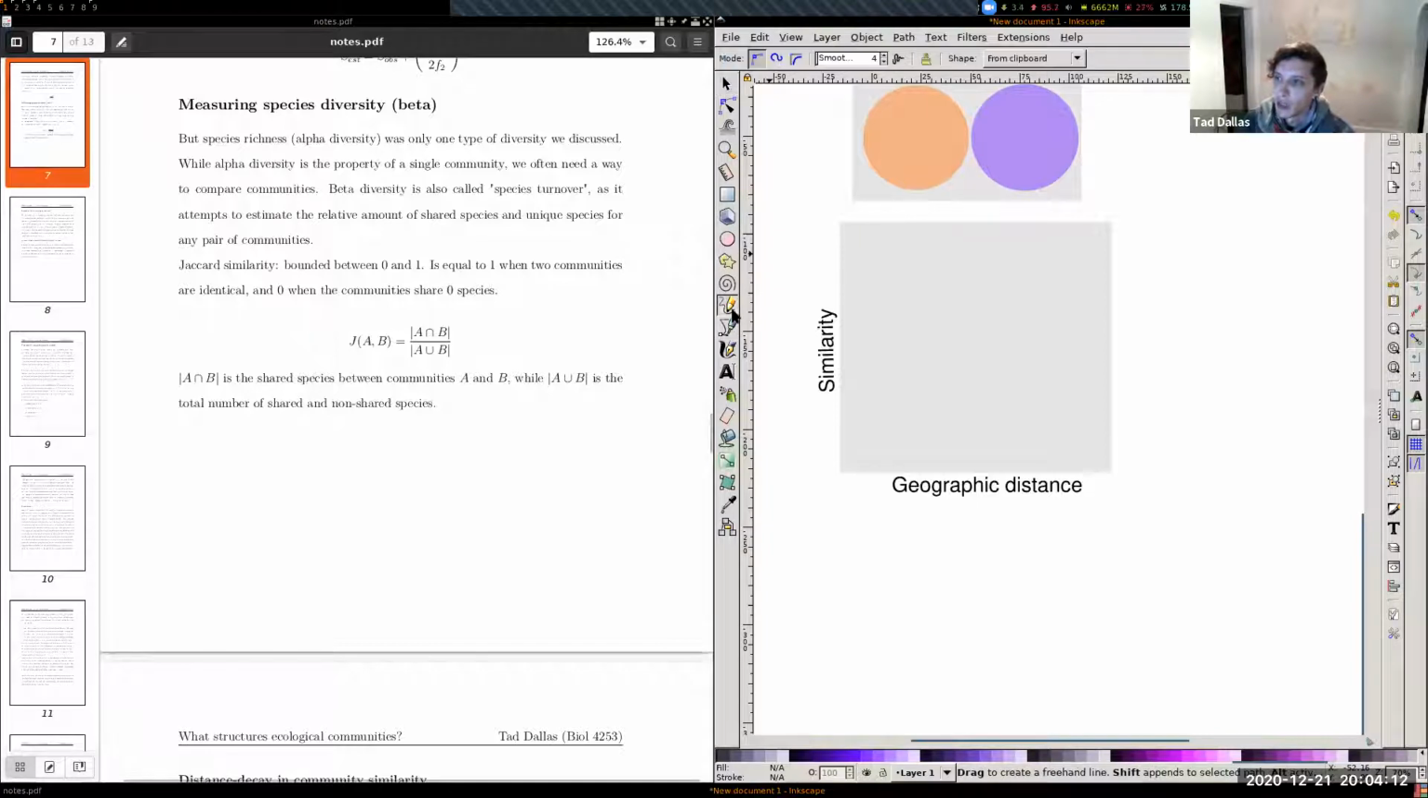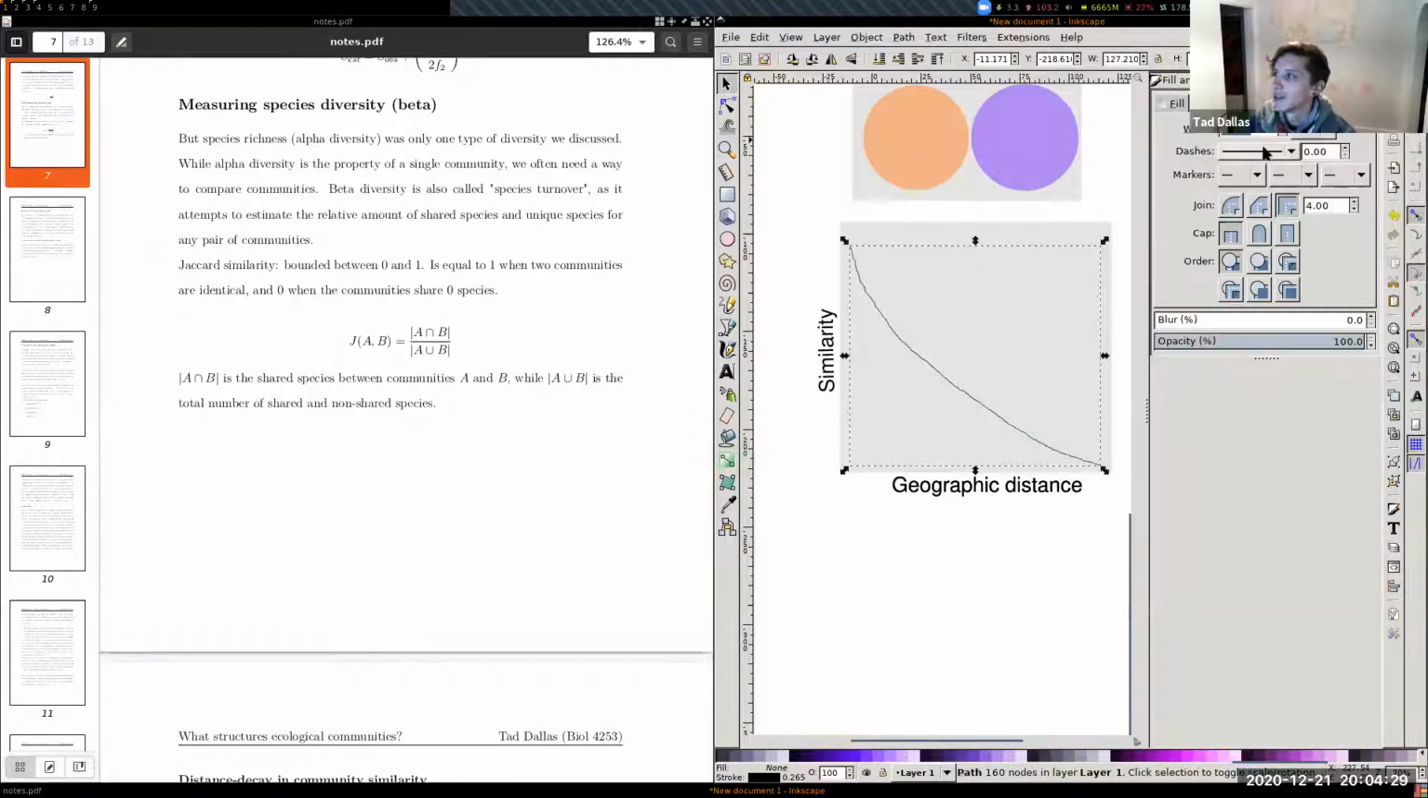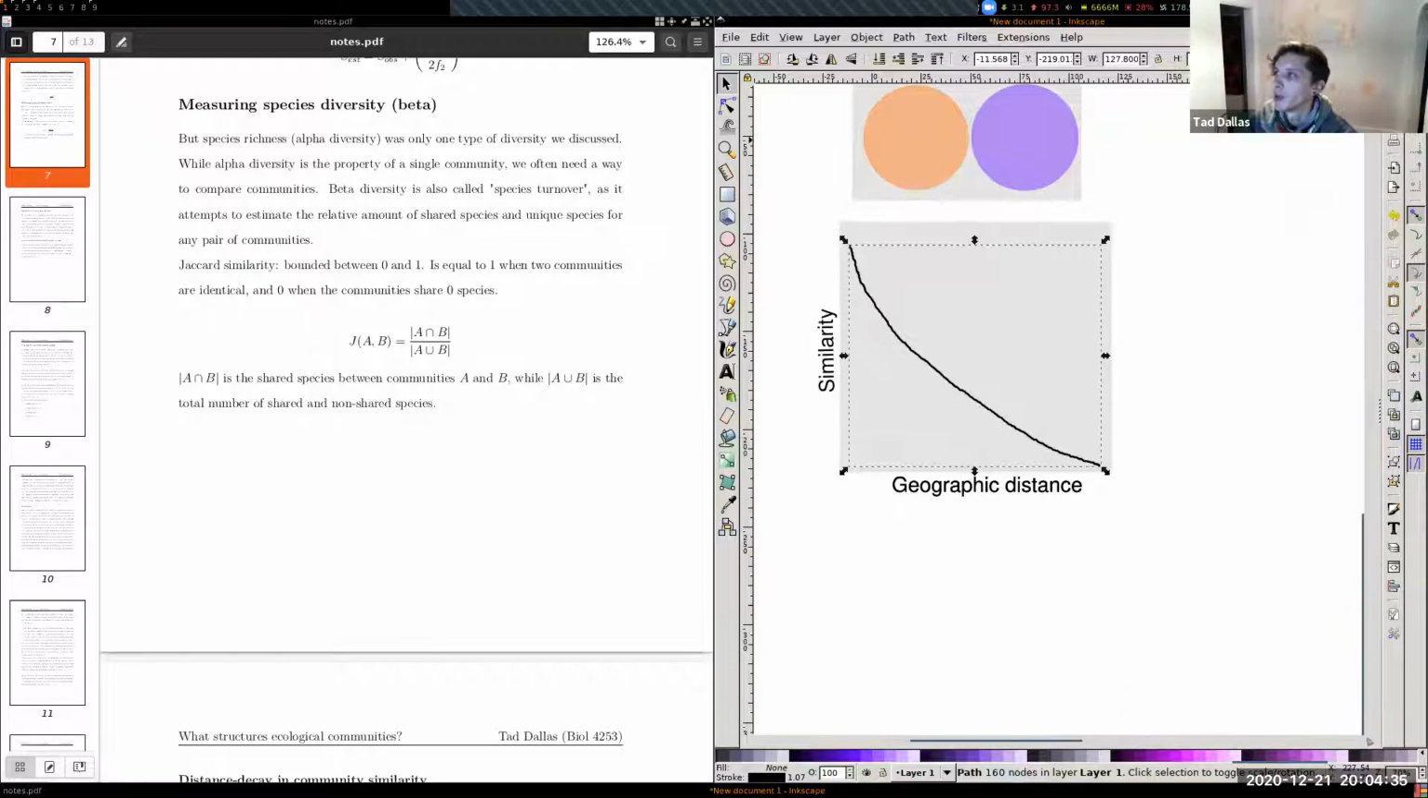What we expect here is a relationship that's going to look like that. I want to make it thicker. I know I can. There we go. Dial back a bit. That's prettier.